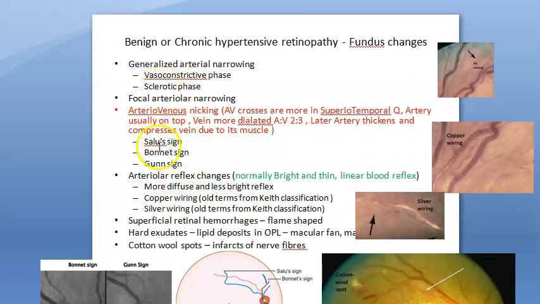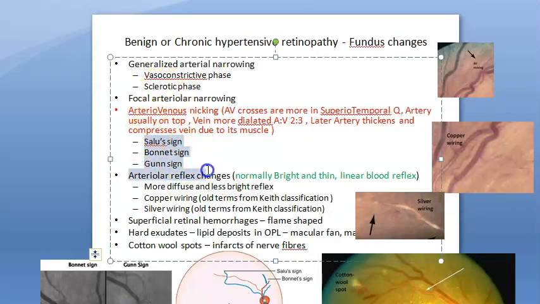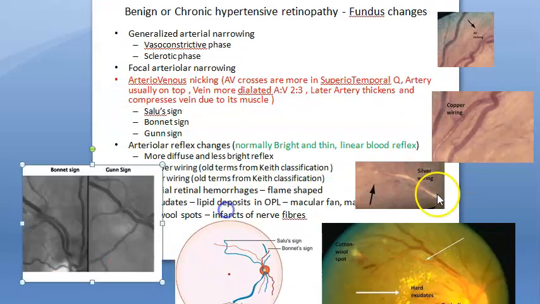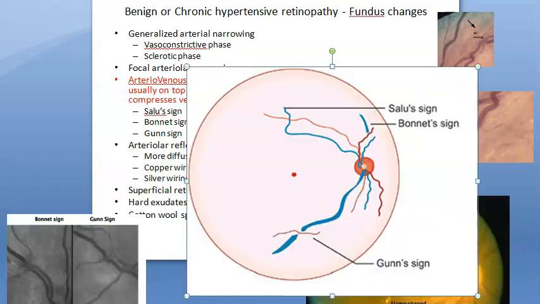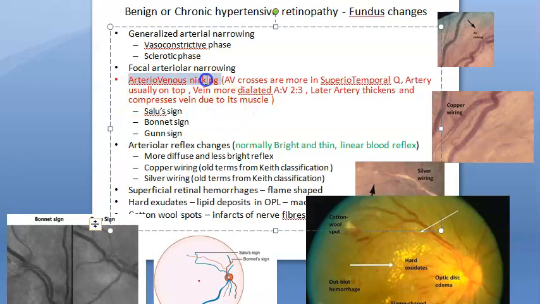So what are they talking about here? Salus sign, Bonnet sign, Gunn sign, copper wiring, silver wiring. So here they are showing you Bonnet sign, here they are showing Gunn sign. So all these are types of arteriovenous nicking: Salus sign, Bonnet sign, Gunn sign.